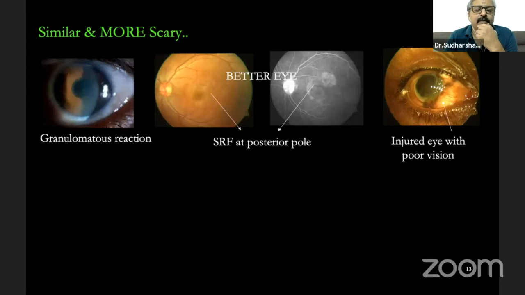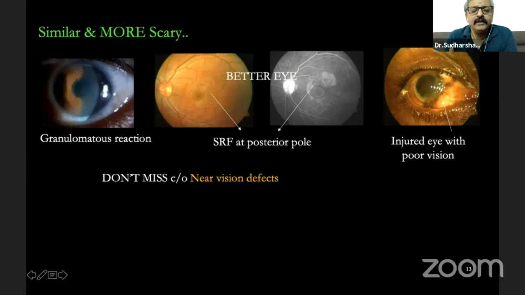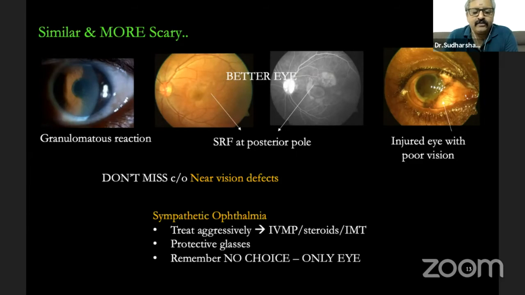Some similar condition, and a more scary one, is sympathetic ophthalmia, which can also present with a granulomatous reaction. The posterior segment presentation is almost very similar. You will have subtle subretinal fluid at the posterior pole. The other eye being injured is the giveaway. Remember that the patient can give complaints of near vision defects, and once you find subretinal fluid at the posterior pole, this is the only eye of the patient.